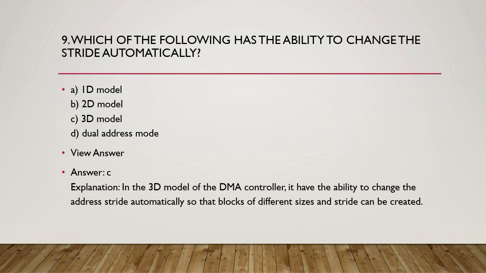Which of the following has the ability to change the stride automatically? 1D, 2D, 3D, dual address mode. It is 3D. In the 3D model of the DMA controller, it has the ability to change the address stride automatically so that blocks of different sizes and strides can be created.